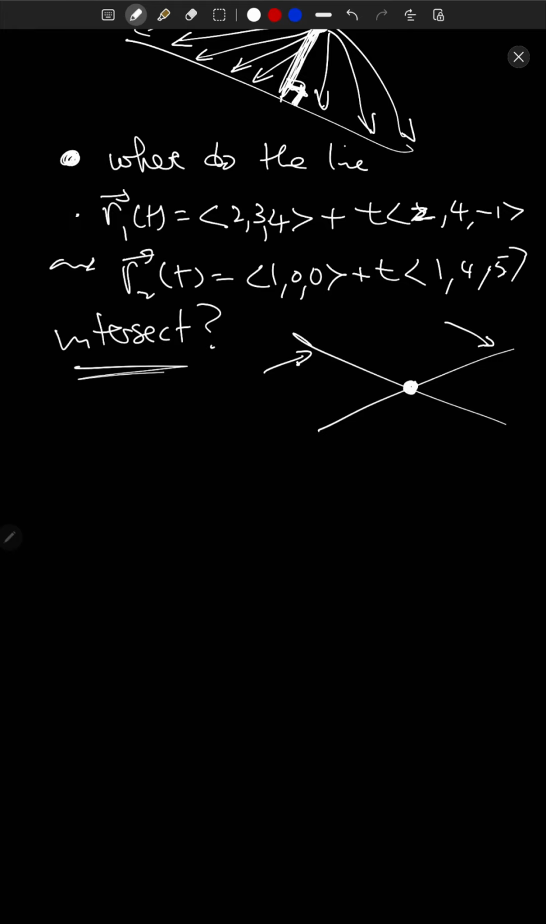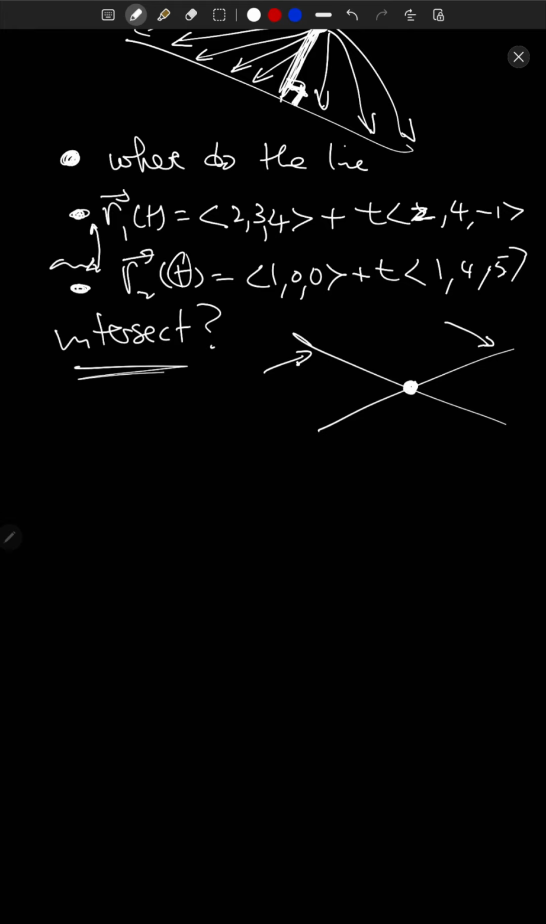So you take this equation here, take this equation here, and you figure out if there is a point that lives on both, where you can find t's that satisfy both sets of equations, all right?